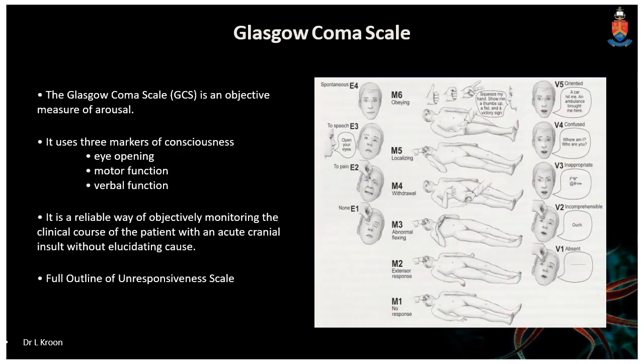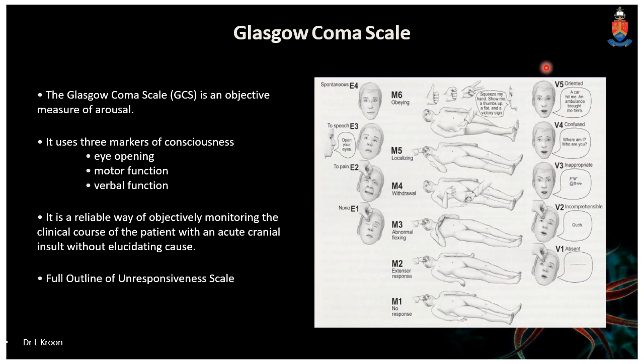Now I'm going to touch base on the Glasgow Coma Scale. It's important that you know how to calculate this scale, as the Glasgow Coma Scale is an objective measure of arousal and uses 3 markers for consciousness. So I'll start with eye opening, which is based on a 4-point scale, either spontaneous, to speech, to pain, or none. And then we have motor functioning, either obeying commands, localizing, withdrawing from pain, abnormal flexion, extension response, or no response to noxious stimuli at all.